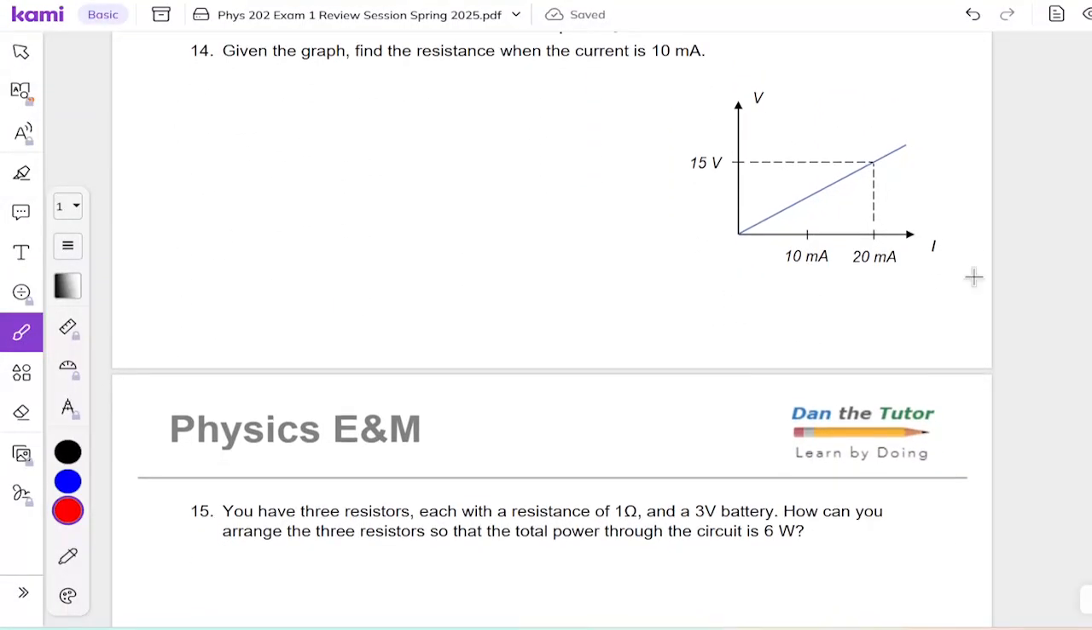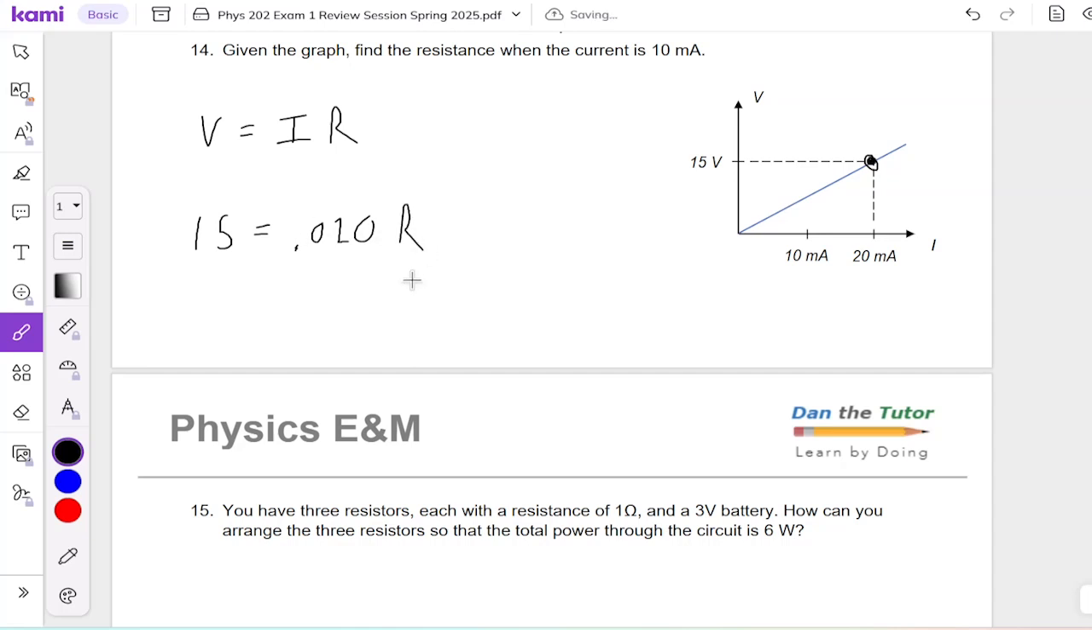Okay. Number 14. Given the graph, find the resistance when the current is 10 milliamps. So this question is actually really easy, but only if you know what to do. Remember Ohm's law, V equals I times R. It gives us a voltage and a current right here. Voltage is 15. Current is 20 milliamps, which means divide by 1,000. And you'll get 0.02 times resistor R. Literally just divide both sides by 0.02, and you'll get a resistance of 750 ohms.